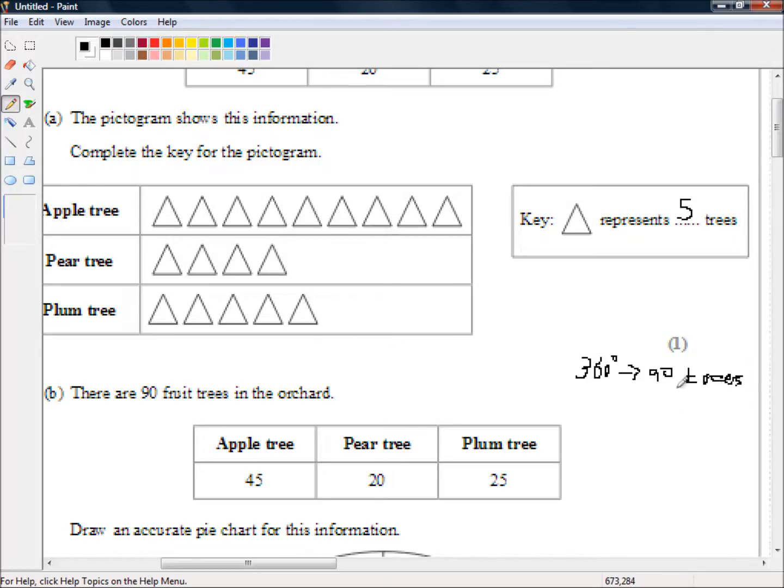So if we divide the 90 by 90, we get one tree is represented by 360 divided by 90, which is 4 degrees.